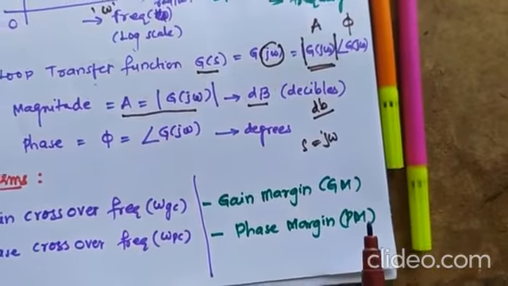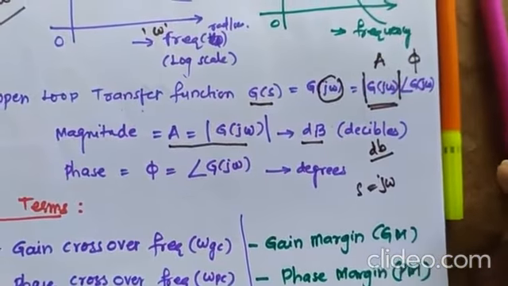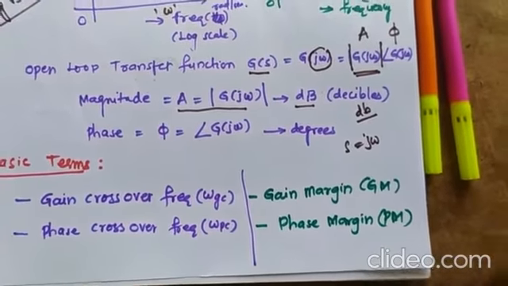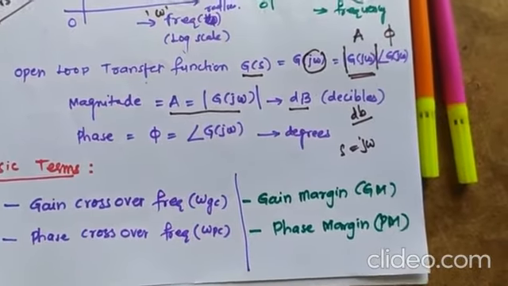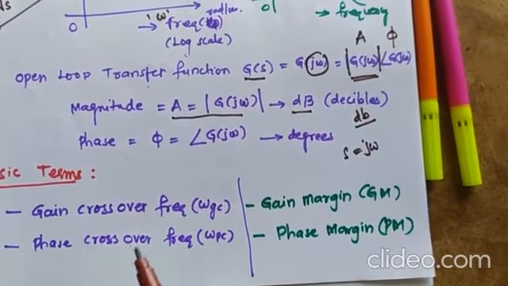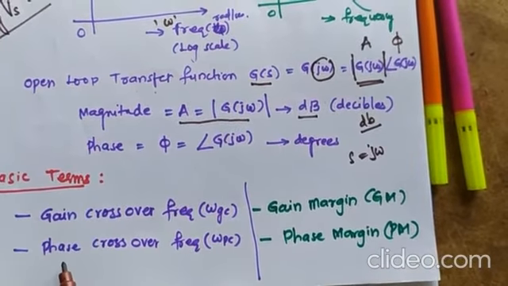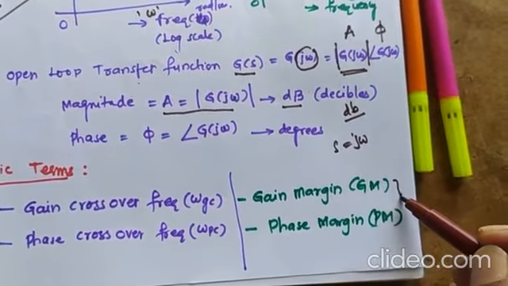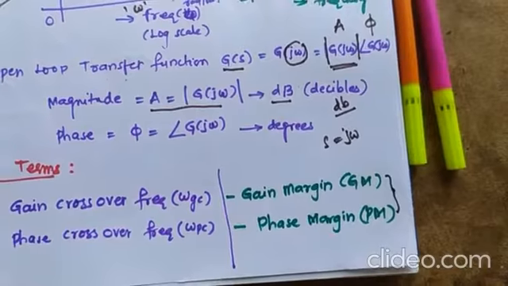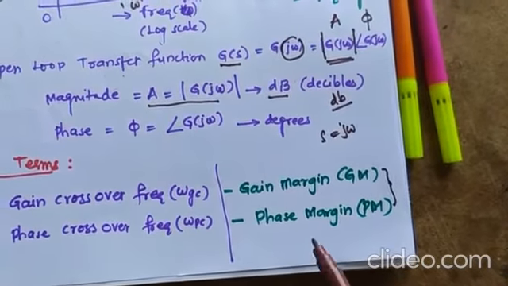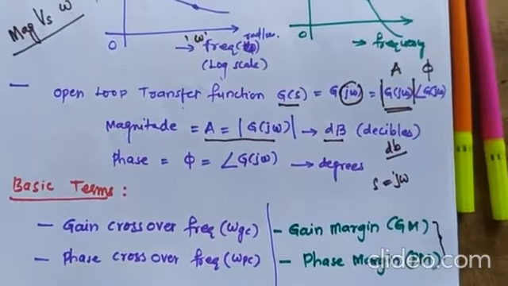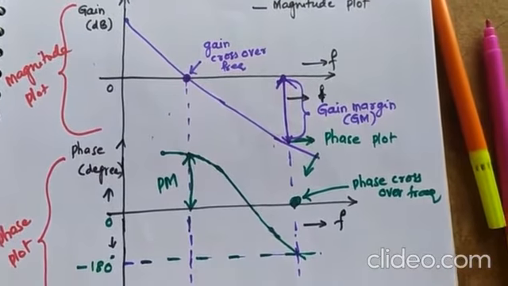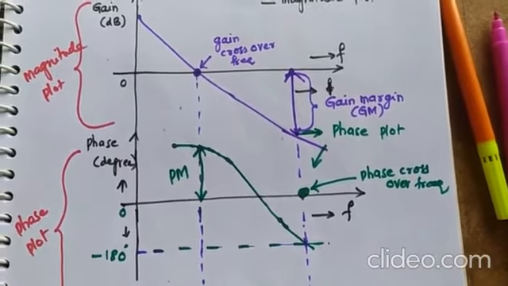Before going to the study of the Bode plot, let me explain the basic terms used in it. One is the gain crossover frequency, the second is the phase crossover frequency, the third is the gain margin, and the fourth is the phase margin.